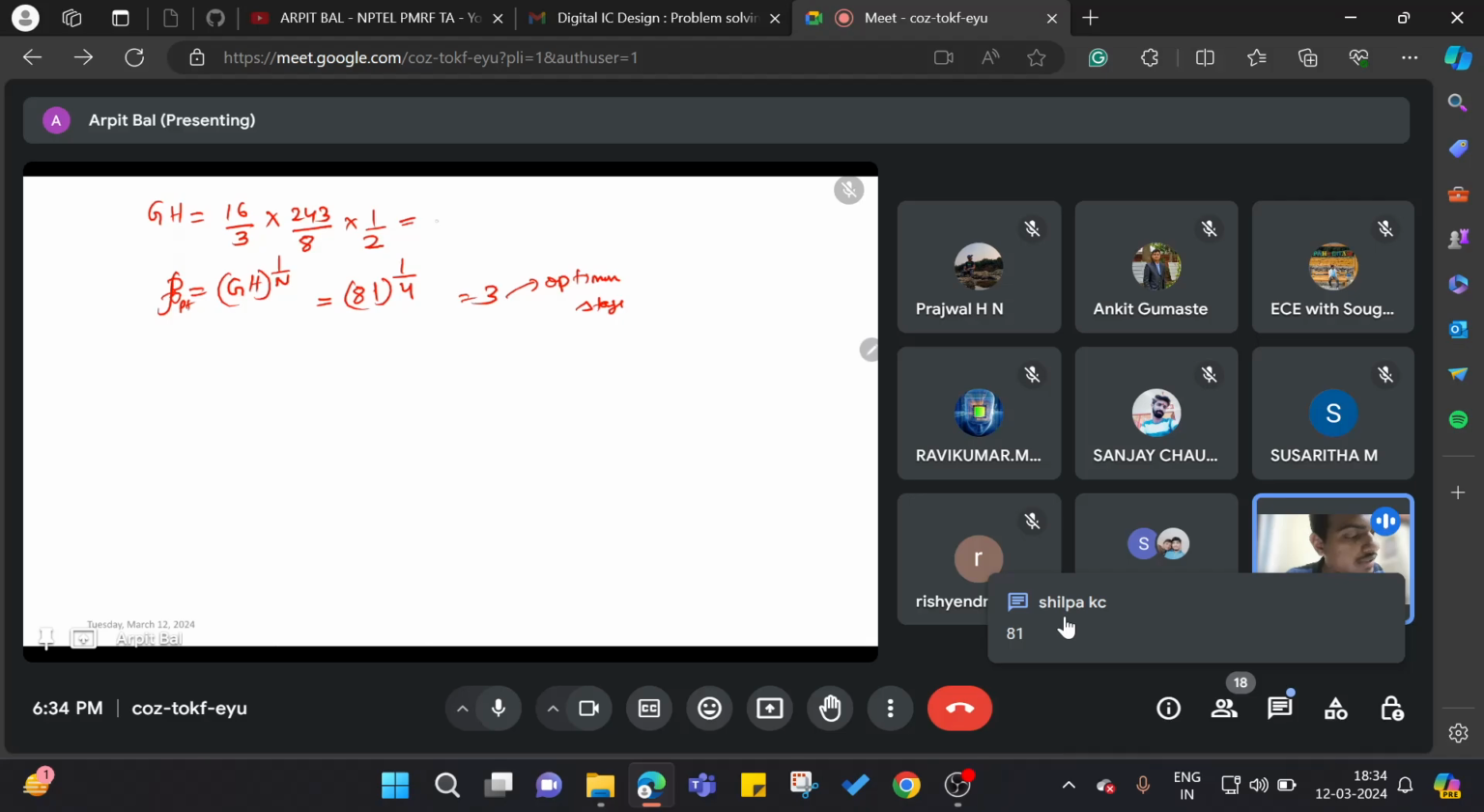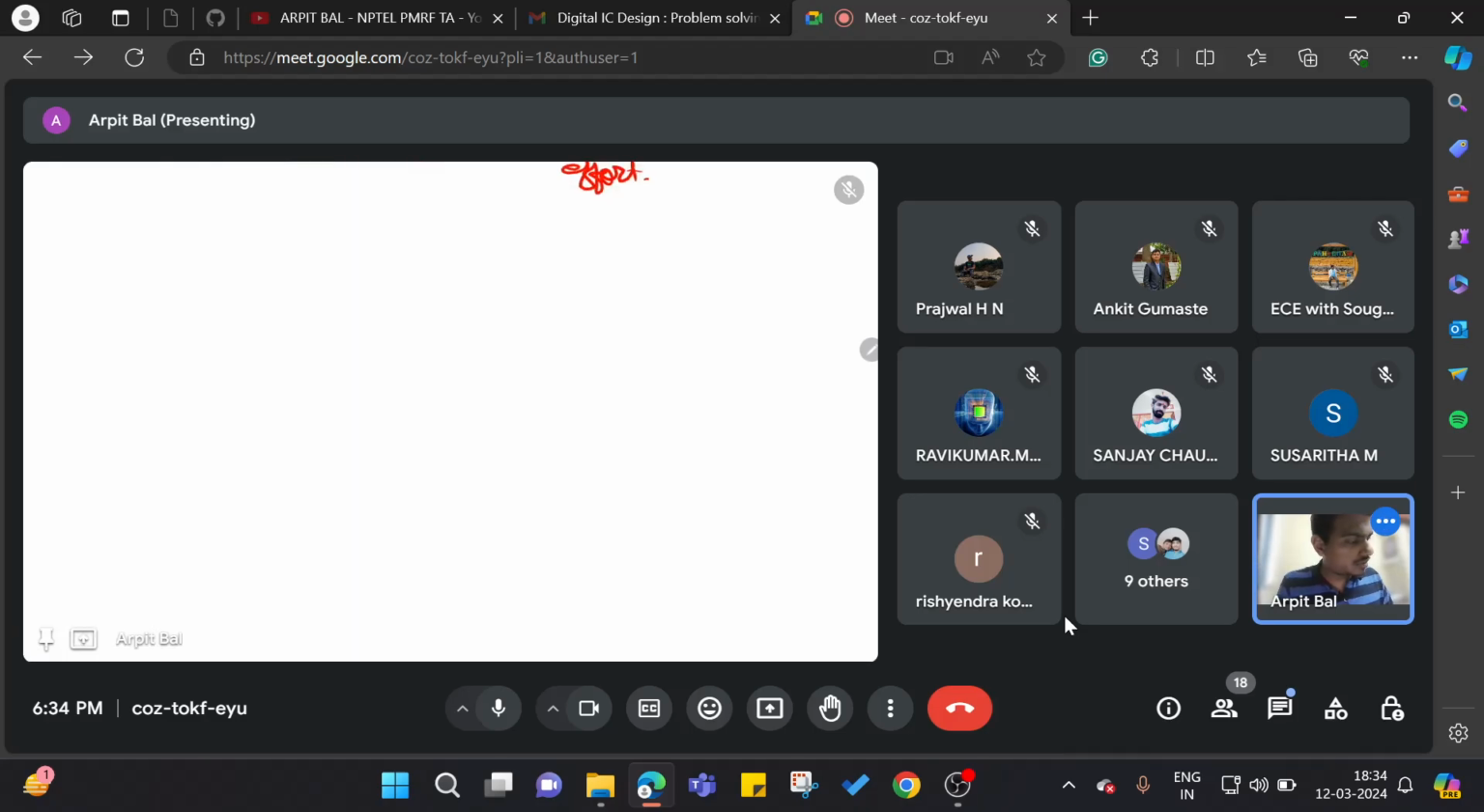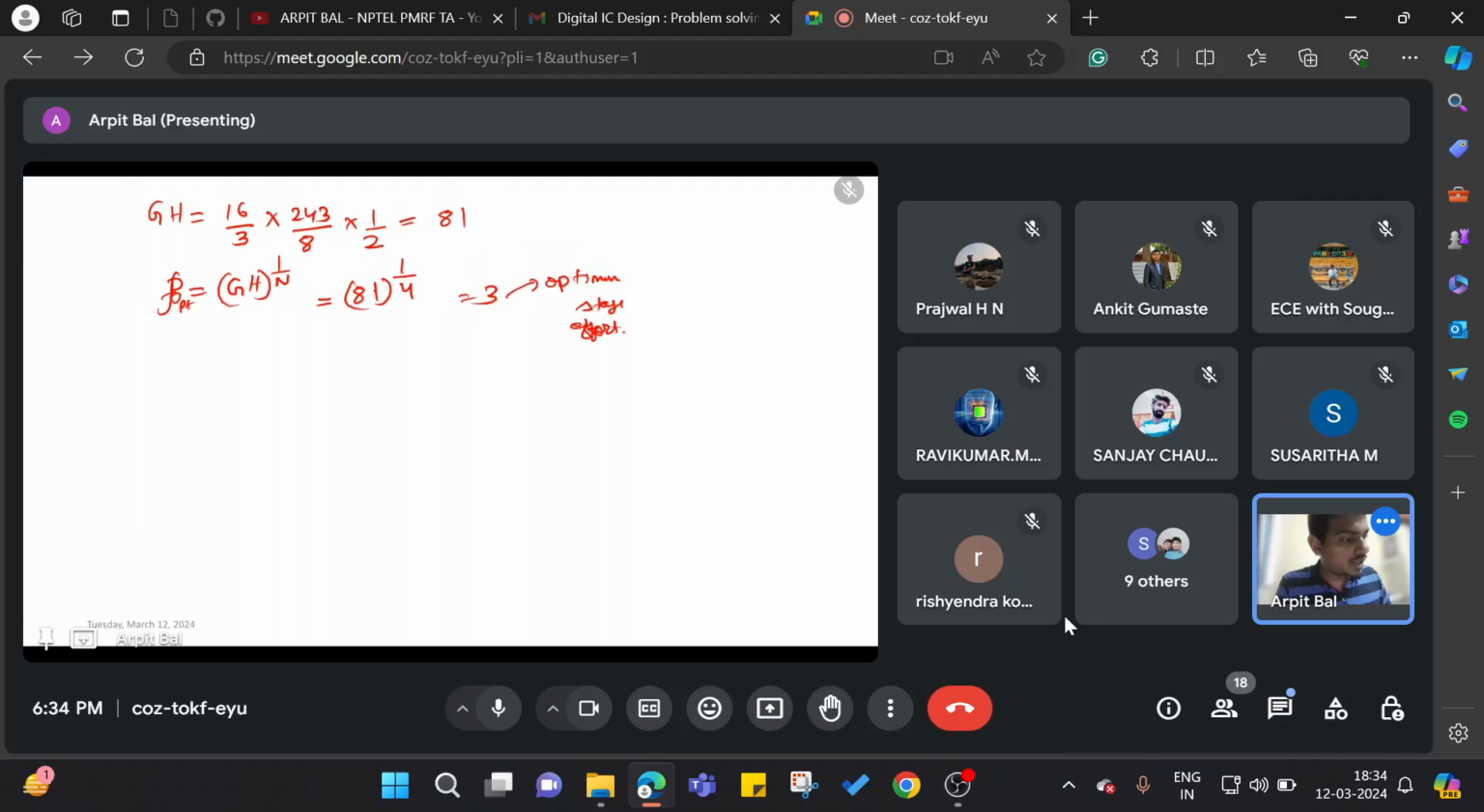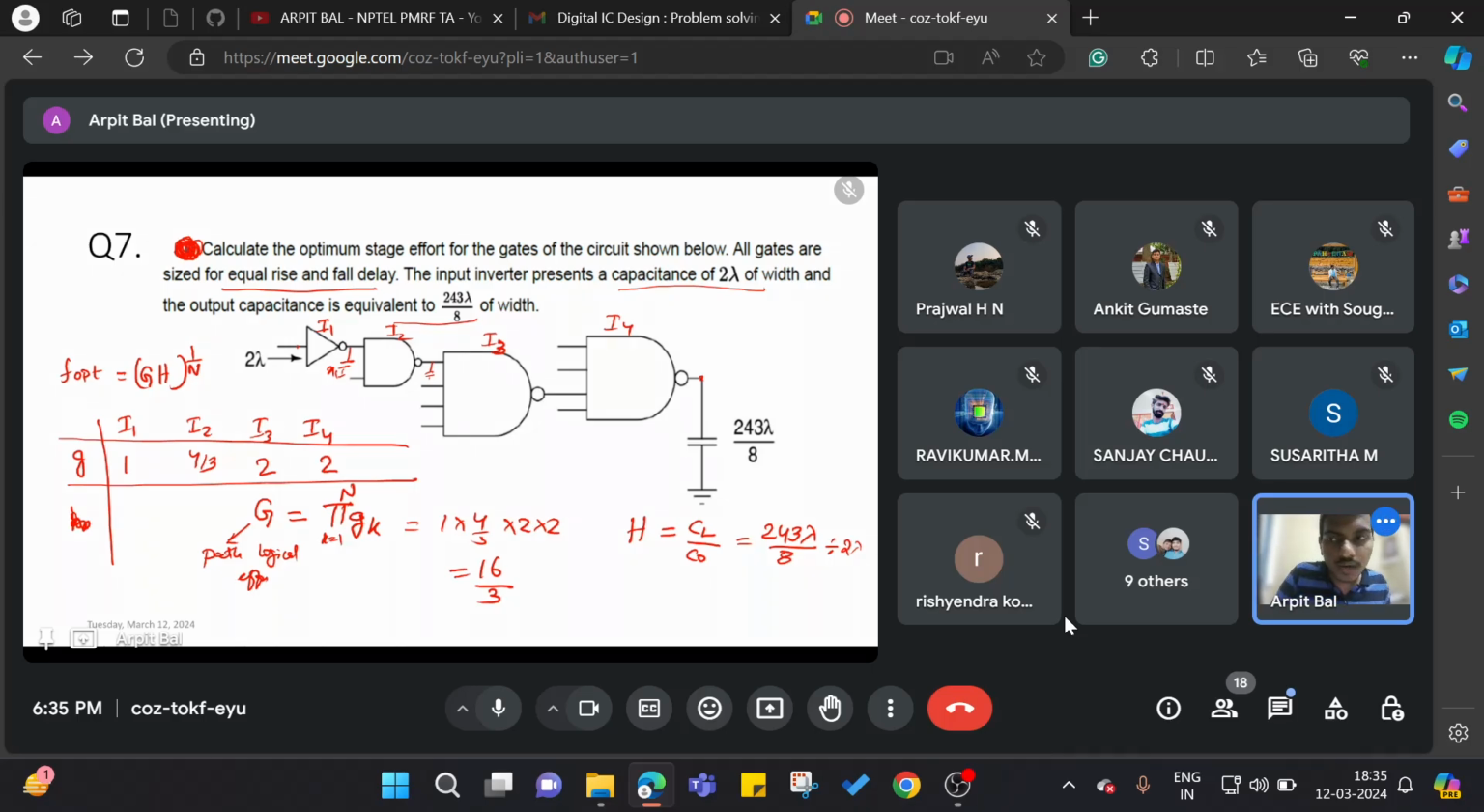The product of GH is 81, but F opt is GH to the power 1 by N. N is the number of stages, so it will be 81 to the power 1 by 4. Okay, so I'll take a pause here and let me know if anyone has any doubt in this question before proceeding with the next question. The next question is a bit time taking, so if anyone has any doubt in this question, let me know.